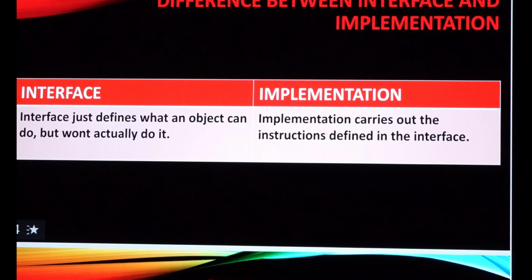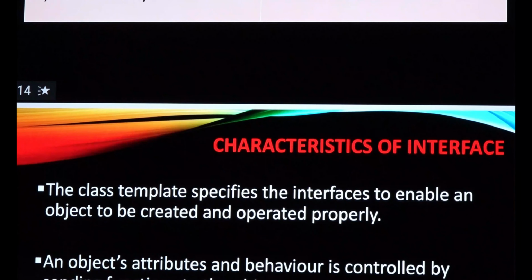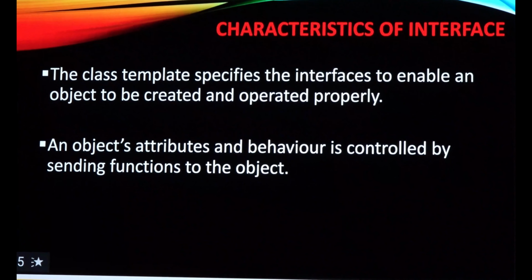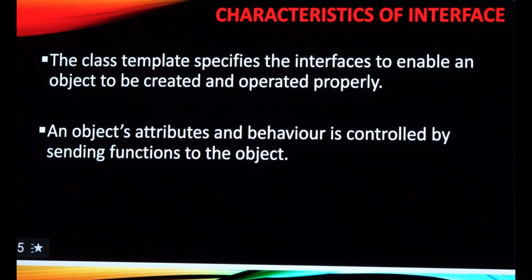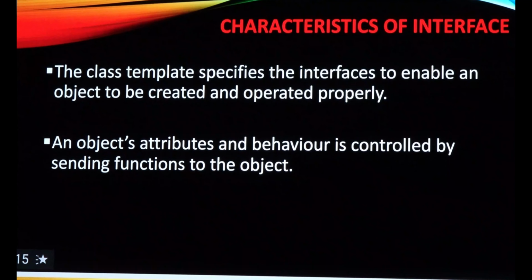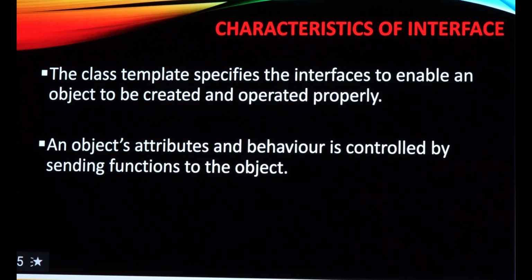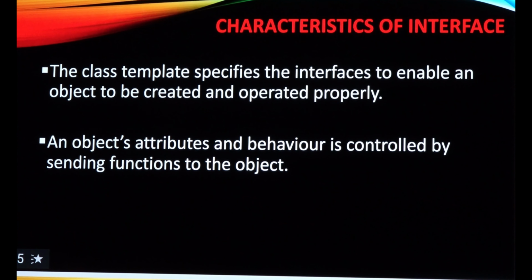Now, what are the characteristics of an interface? The class template specifies the interfaces to enable an object to be created and operated properly. An object's attributes and behavior are controlled by sending functions to the object.